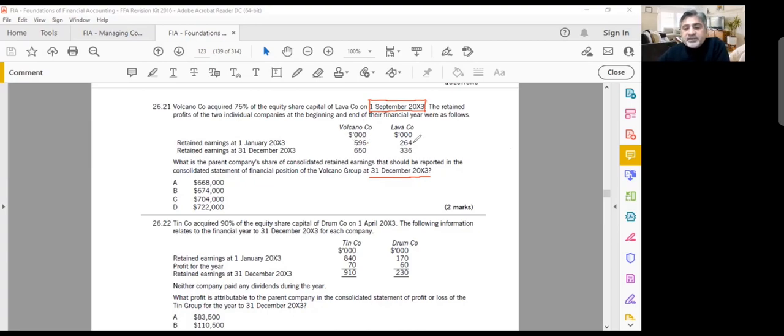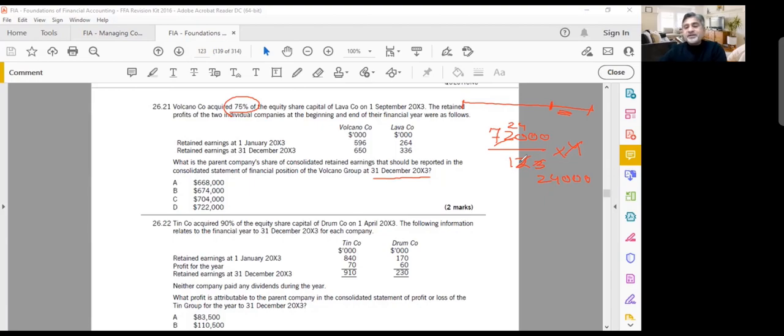Lava company, 264 to 336, the change between their opening and closing retained earnings. So how much profit are they making? The Lava company makes 72,000. But the 72,000 is for the full year. We are consolidating only 4 months. We do not have a right to 75% of 72,000 because we are only joining them in the last 4 months. So 72,000 divided by 12 multiplied by 4 makes 24,000. So 24,000 is the profit which we are talking about.